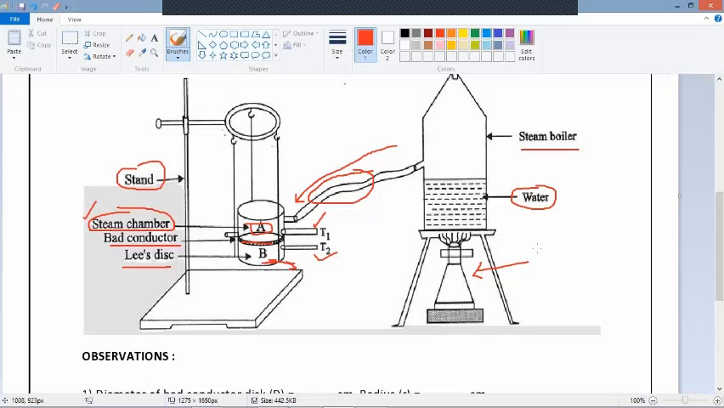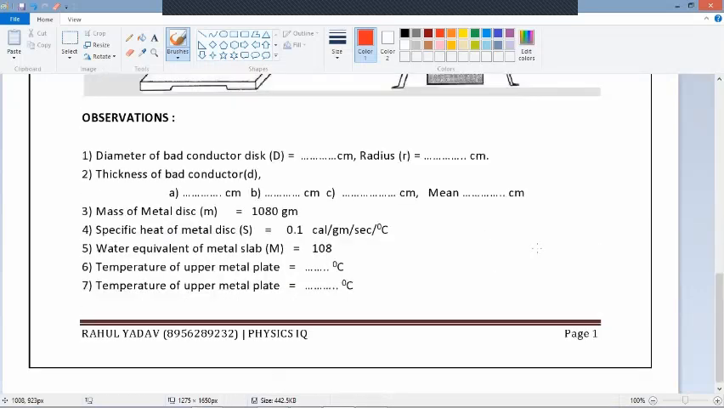So we have some observations. This is the diameter of the bad conductor which we need to evaluate, and after knowing this diameter we can find the radius as well. We also have to measure the thickness of the bad conductor. You have to take the first reading of the thickness, this is your second and this is your third, and you have to evaluate the mean of this thickness of the bad conductor.